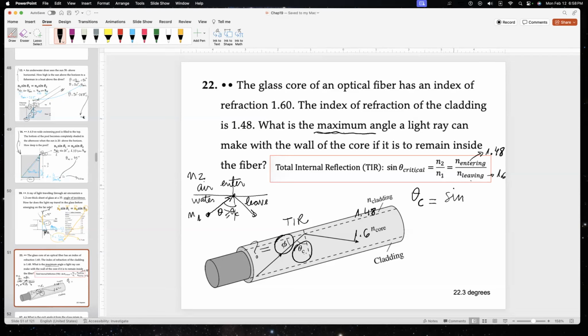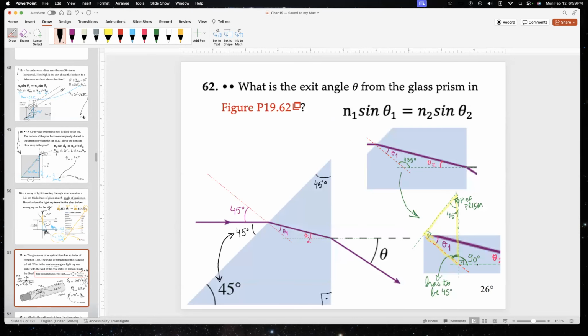So that's sine to the minus 1 of 1.48 divided by 1.6. You get that theta critical is going to be 67.7 degrees. And if you want to know phi, phi is then 90 degrees minus the theta critical, which will give you 22.3 degrees, okay? And so that's the maximum phi, because that's when theta is at its minimum, which is the critical. Think about it. That's what this problem is asking. That's what you get in your book.